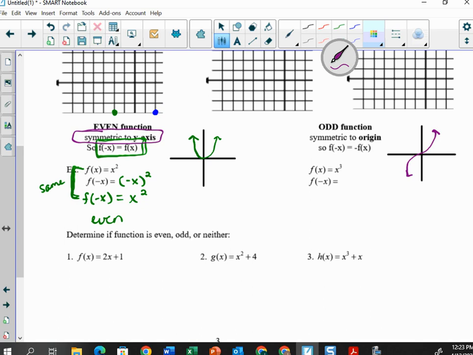What you need to have happen for it to be an odd function is that you get the opposite of what you started with. That's what that negative out in front means. So the O's go together. The odd function is opposite. Okay, so if I plug it in, I'm going to show negative x quantity cubed. Well, what happens when I cube a negative? It's still negative. So this is negative x cubed.